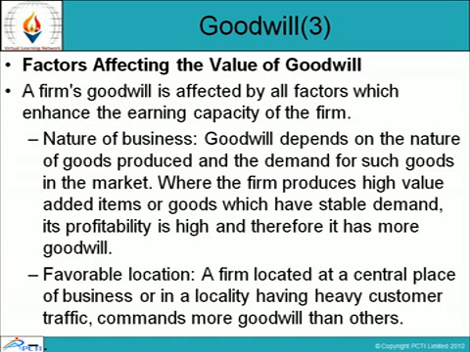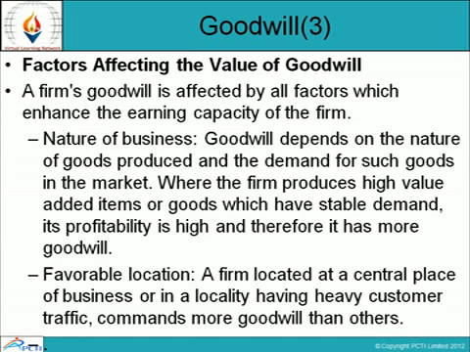Factors affecting the value of goodwill. A firm's goodwill is affected by all factors which enhance the earning capacity of the firm, like number 1, nature of business. Goodwill depends on the nature of goods produced and demand for such goods in market. Where the firm produces high value added items or goods which have stable demand, its profitability is high and therefore it has more goodwill. Number 2, favorable location.